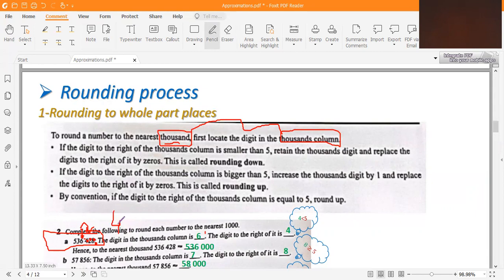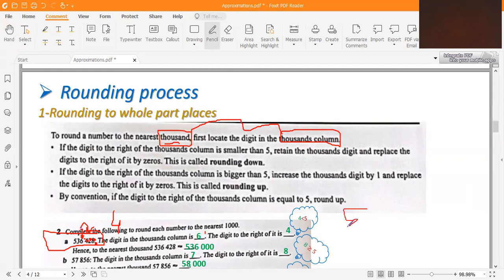If this digit is bigger than or equal to 5, we add 1 to the digit in the thousand column, and we replace all the remaining digits on the right of this digit by zeros. Okay, so what do we mean by that?